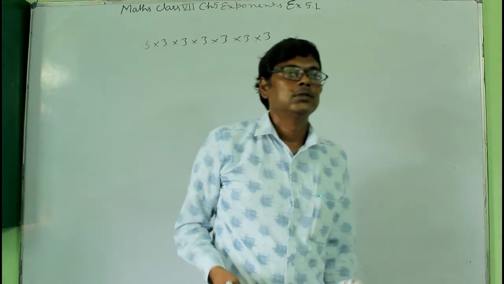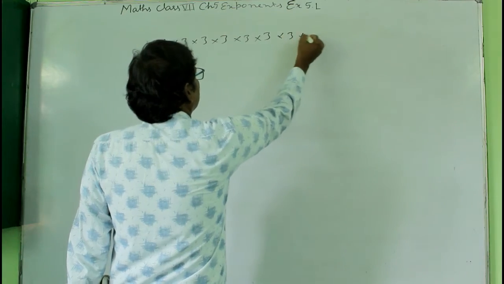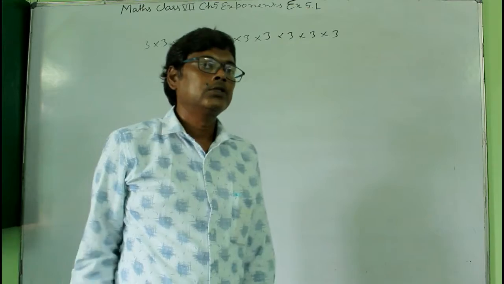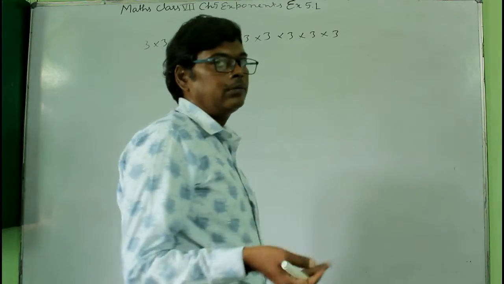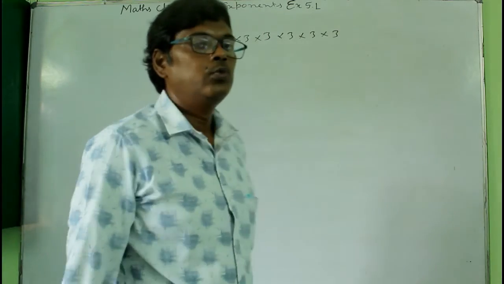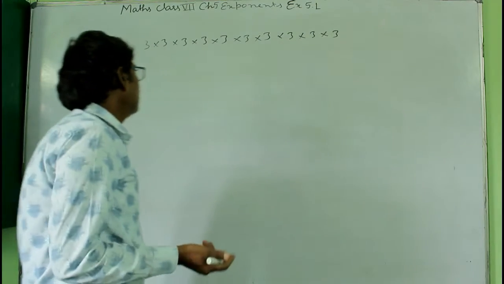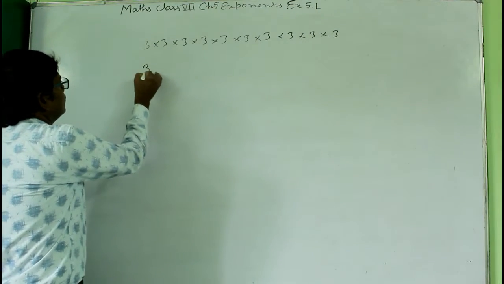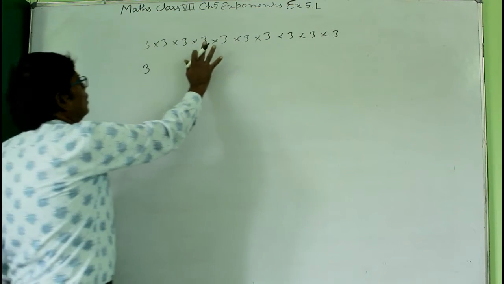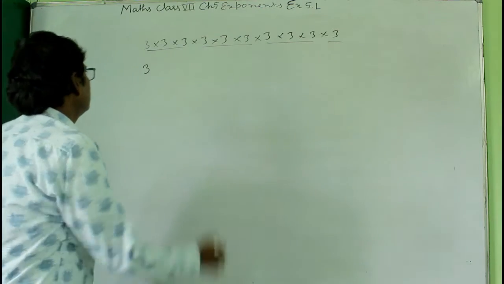So we will write it like this. It is very long, and if it is 10 times, it will be even longer. You can multiply 3 ten times, eleven times, twelve times easily, but writing it out will be very long. So to make this simpler, in a compact form, we use a new method. We write 3, and because we have 10 times here, it will be written as 3 to the power 10.